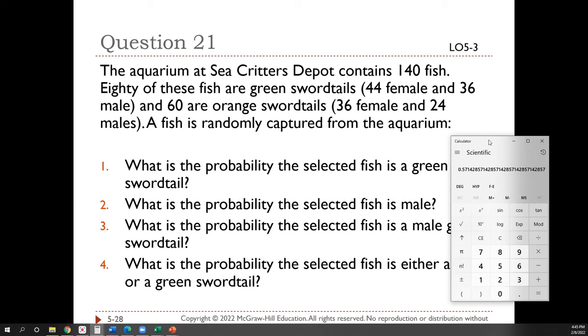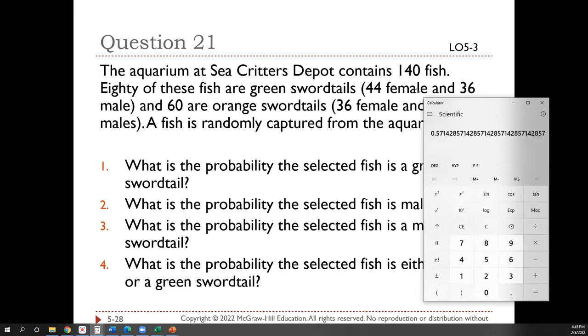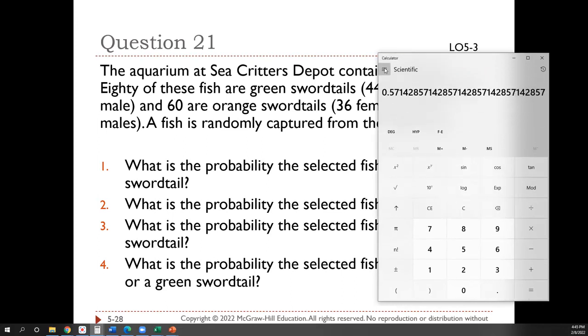probability is a little bit long. Let's see if we can extend. So yeah, that's a little bit better. But it's basically 0.5714. Again, if I want to go about 57%. Again, always check to see how many decimal places they would like to go.